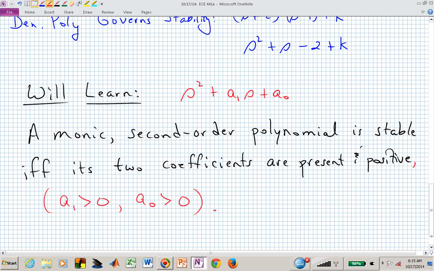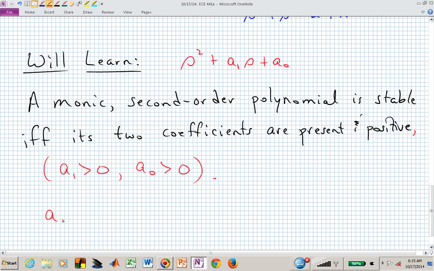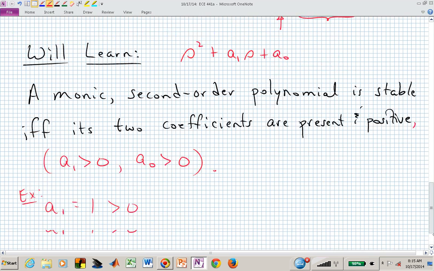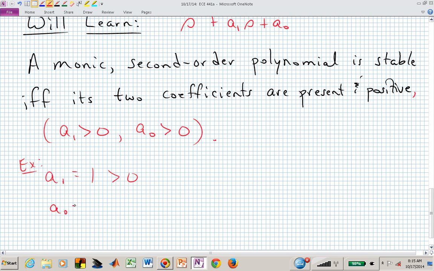In this case, A1 in our example was 1. That's fine, wasn't it? I'm sorry, the coefficient of the s power of the polynomial, and the s to the 0 coefficient, a sub 0, is minus 2 plus k. We need that to be bigger than 0.